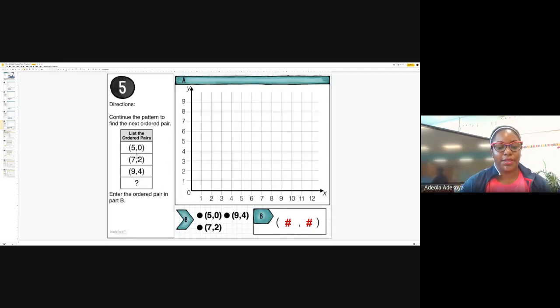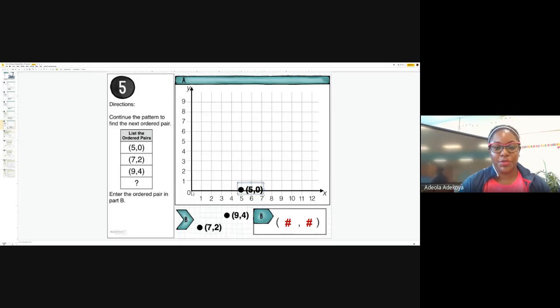So let's go ahead and plot this. 5, 0. Here is my 5. I'm going to count 5. 1, 2, 3, 4, 5. And I'm going 0 upwards, which means I'm not going anywhere. And so I'm going to grab this and then plot it right here. There we go. And that's my 5, 0.